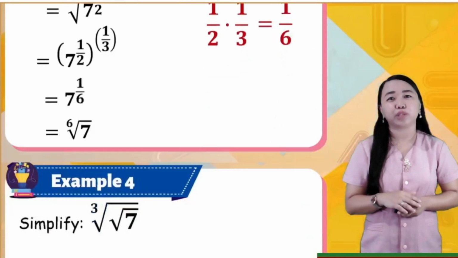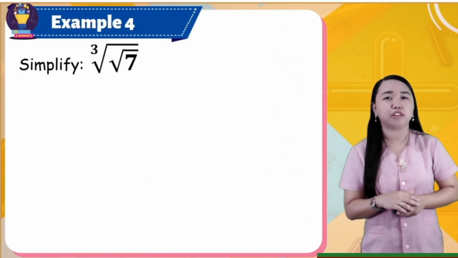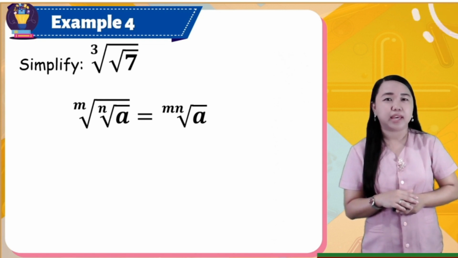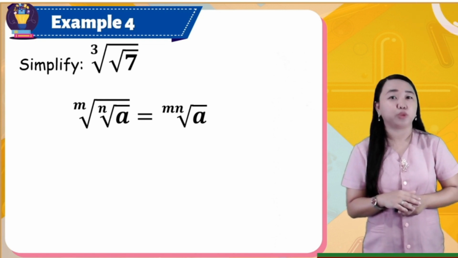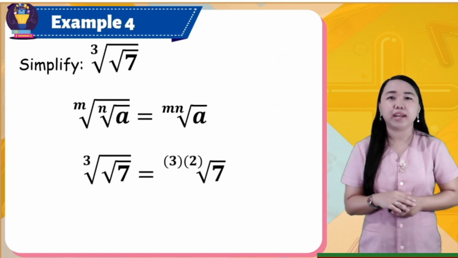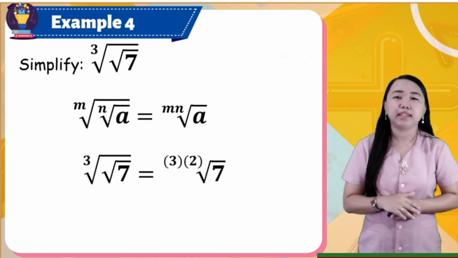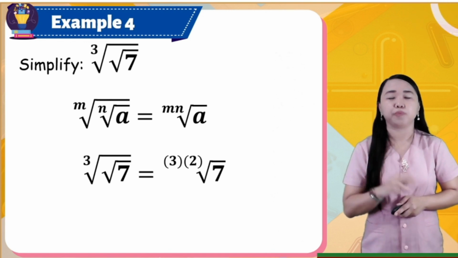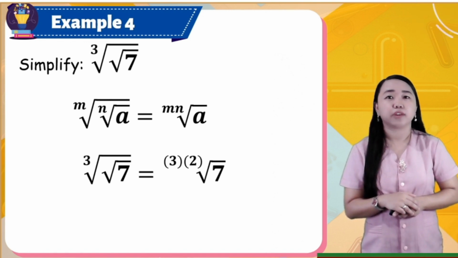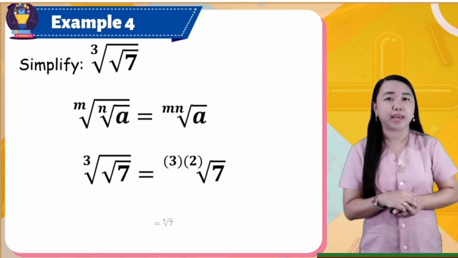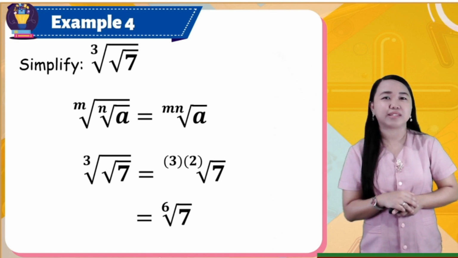Another method to simplify this is by using the formula mth root of nth root of a is equal to mnth root of a. The index of the radical is 3 and the index of the radical inside the cube root is 2. Multiplying the index, 3 times 2 is equal to 6. Therefore, the simplified form is 6th root of 7.